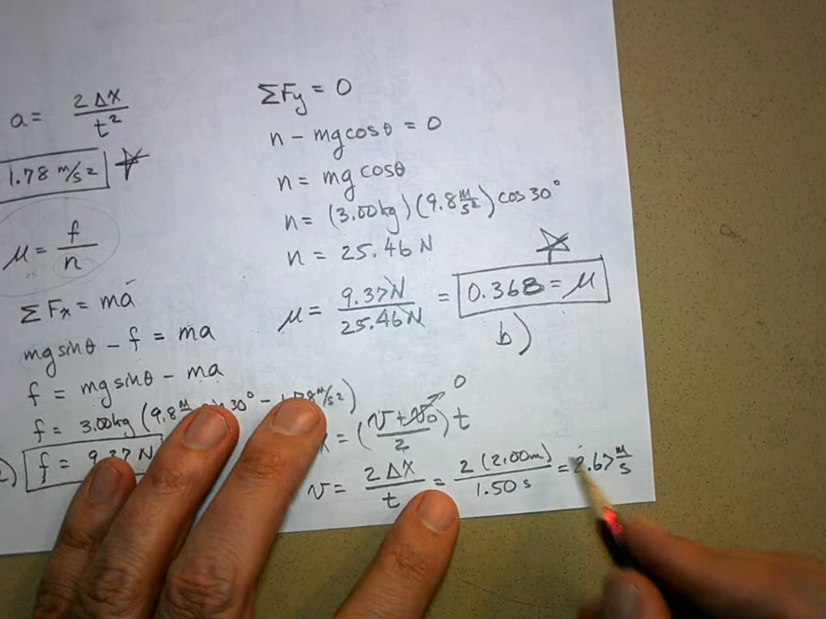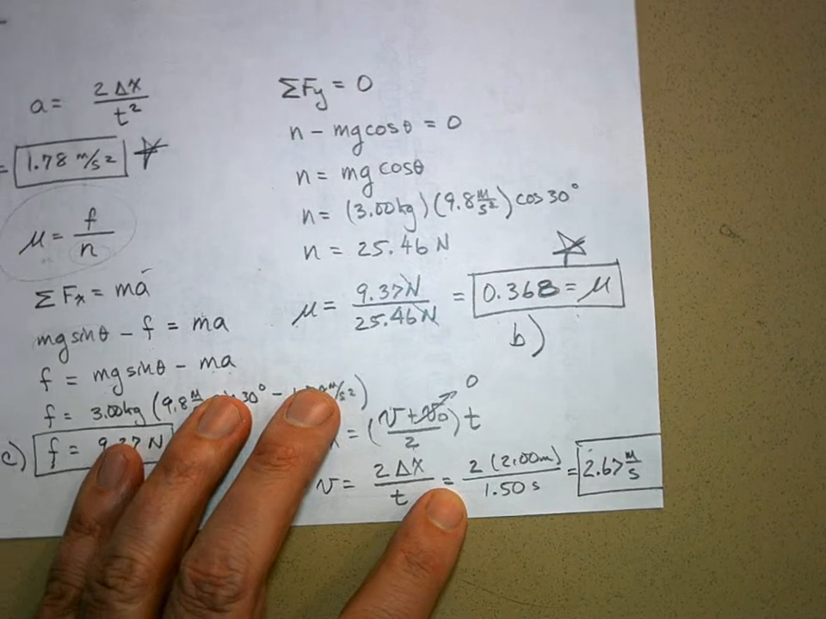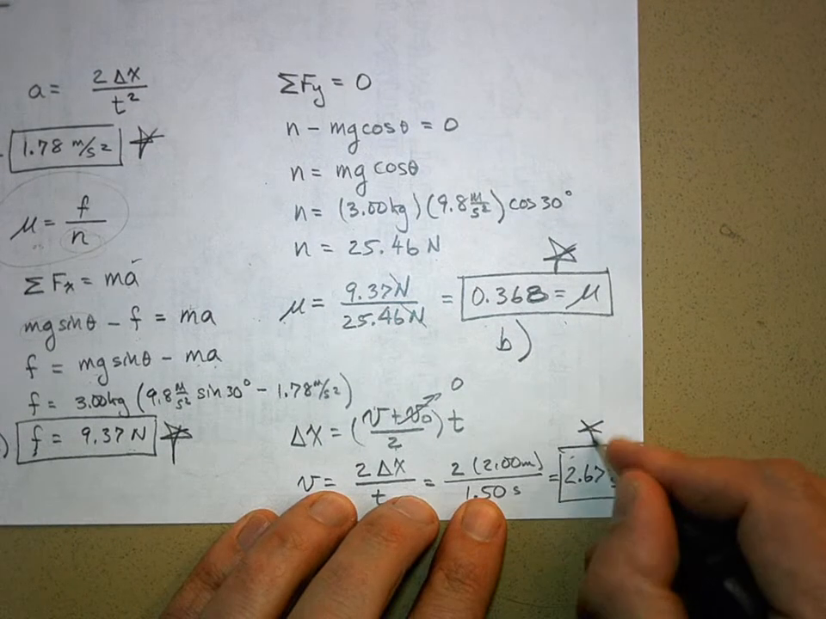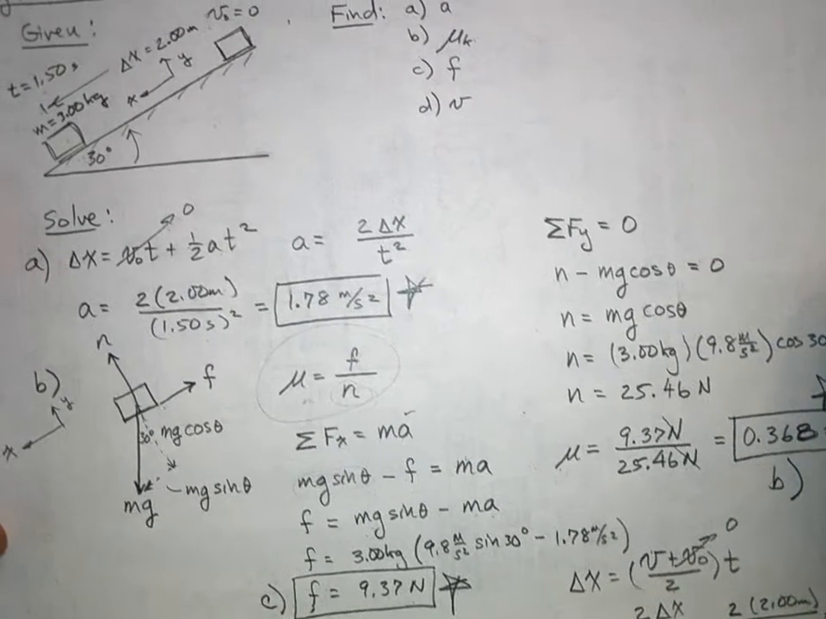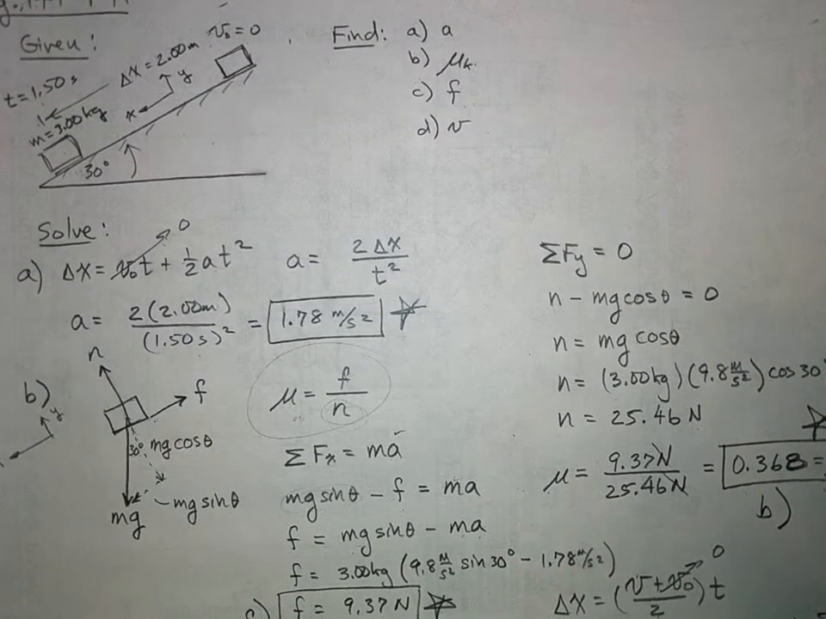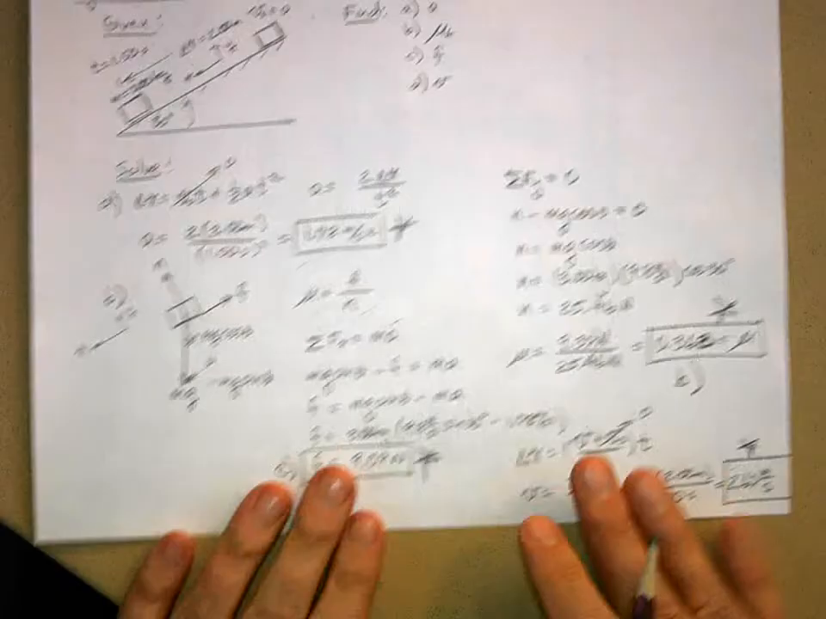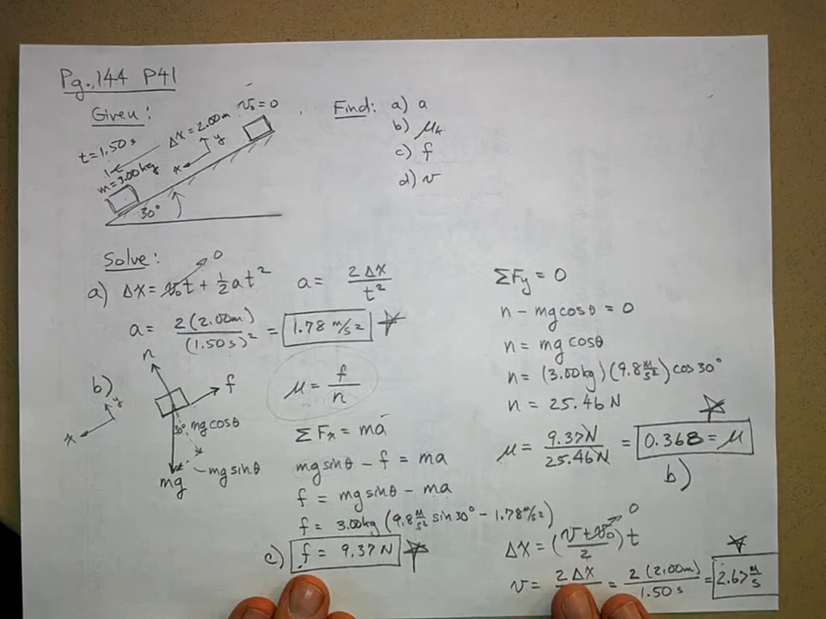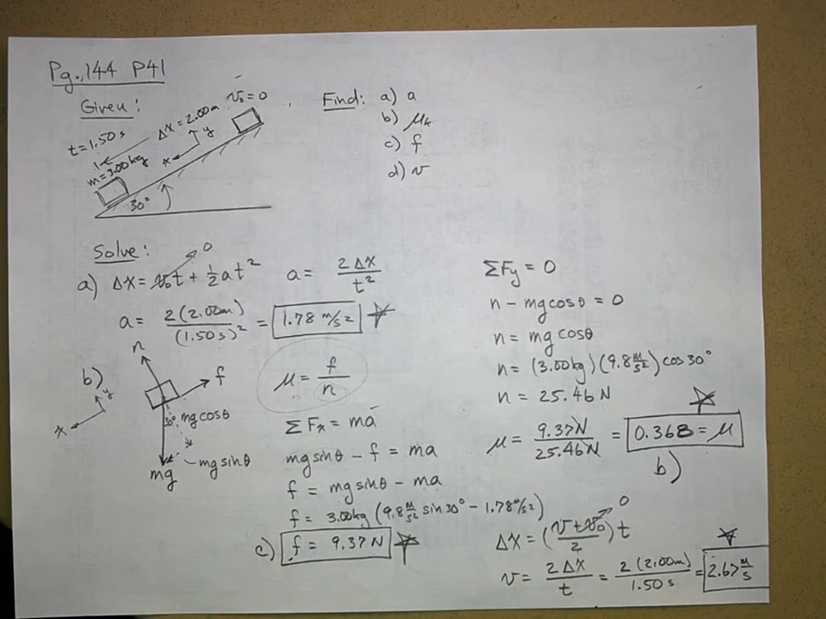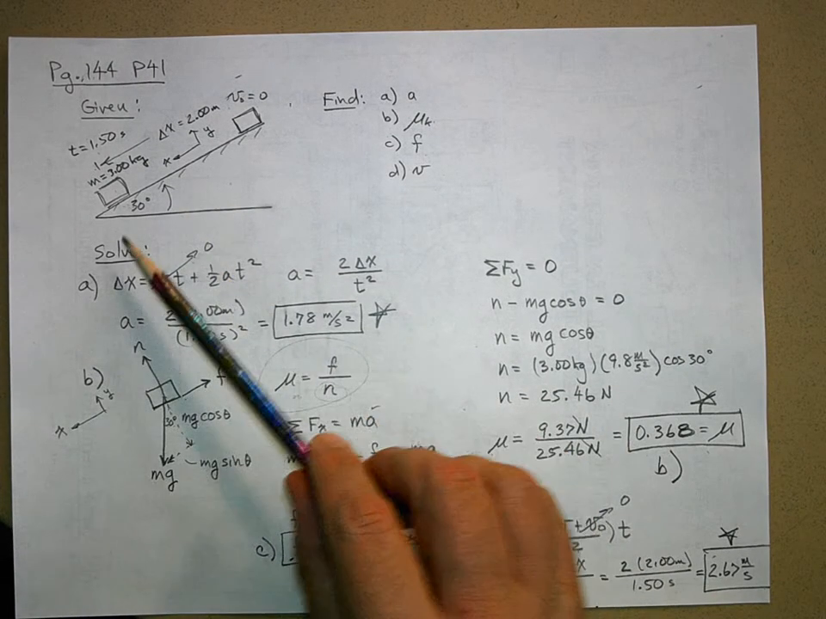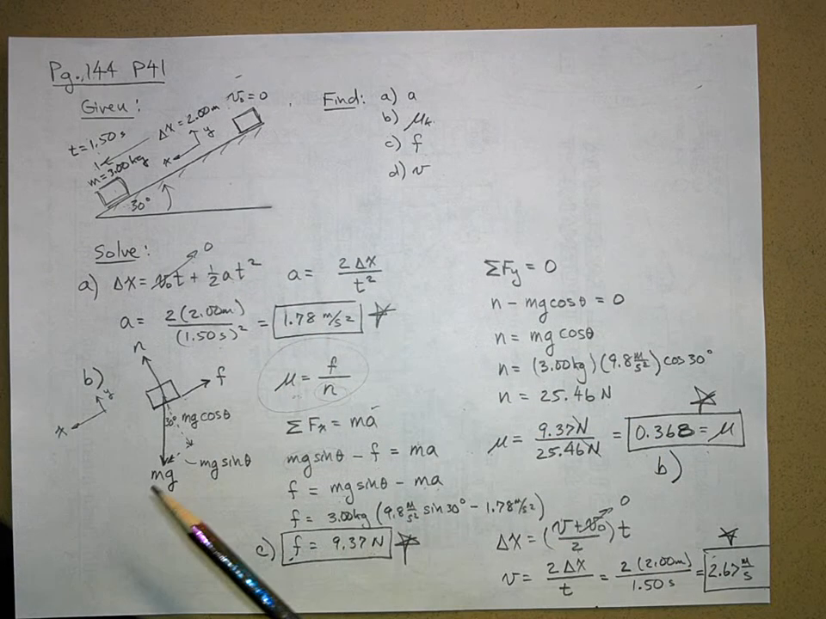I'm kind of squeezing it in here. Now let's see if that's right. And look it up. Yay, 2.67. Perfect. So let's see if we can get the whole thing in here. Let me lift the camera up a little bit. And so here's your whole problem. So we did give and find and solve. We set it up very carefully, drawing how to set it up.